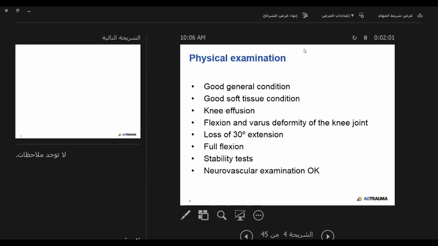In clinical presentation, she was in good general condition, good soft tissue condition. The knee has moderate effusion, and she had a flexion contracture with varus deformity of the knee joint, loss of 30 degrees of extension, and she had a full flexion. The stability tests were not performed in the clinic, and the neurovascular examination was okay.